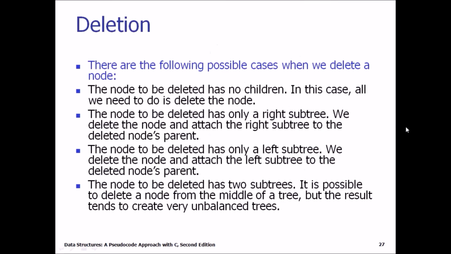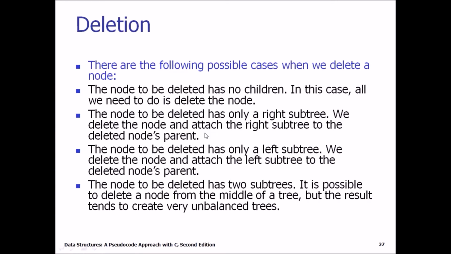And now the deletion. There are the following possible cases when we delete a node. The node to be deleted has no children. In this case, all we need to do is delete the node, one node. And the node to be deleted has only a right subtree. So we delete the node and attach the right subtree to the deleted node's parent.